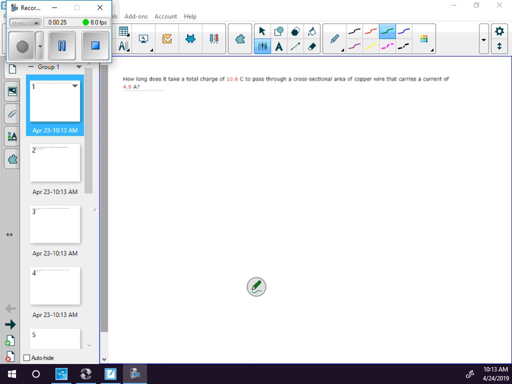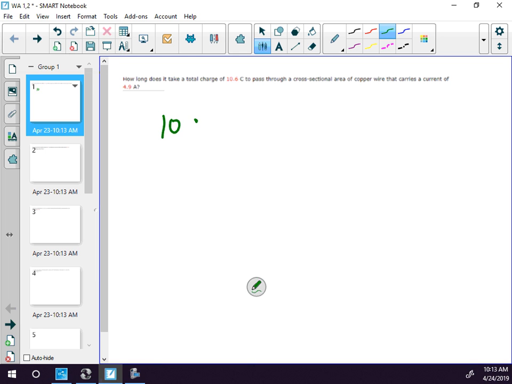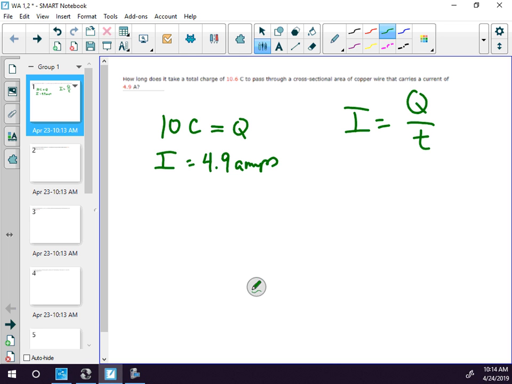So here's our first question. Let's consider what we know. We know the coulombs of charge. We're going through a copper wire and we're given a current. Now keep in mind coulombs, that's Q, right? Our current, in this case, is 4.9 amps, or A for amps. All right, what do we know about current? Current is how much charge per unit time.